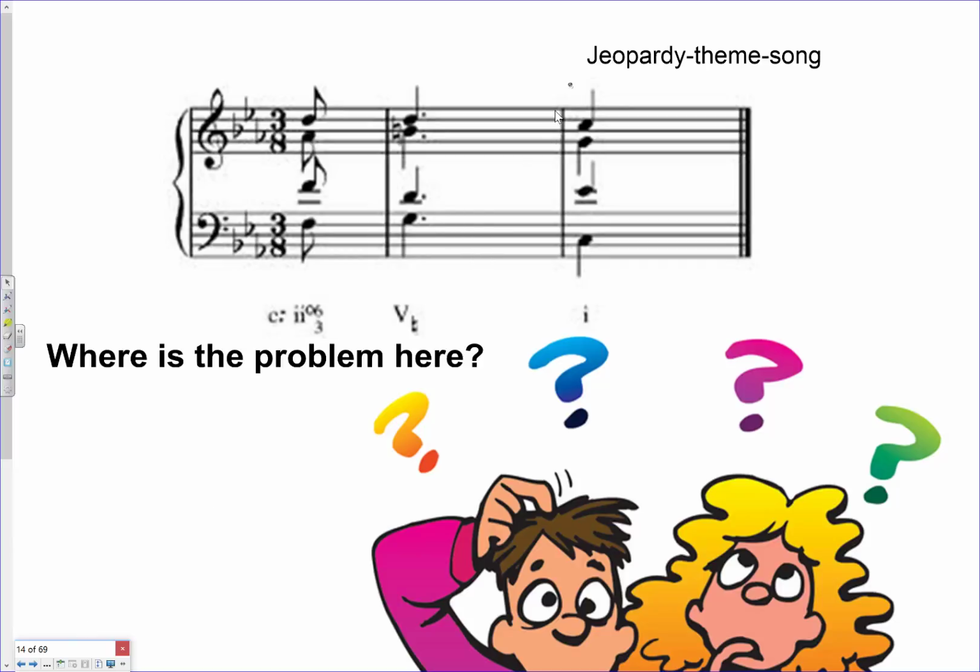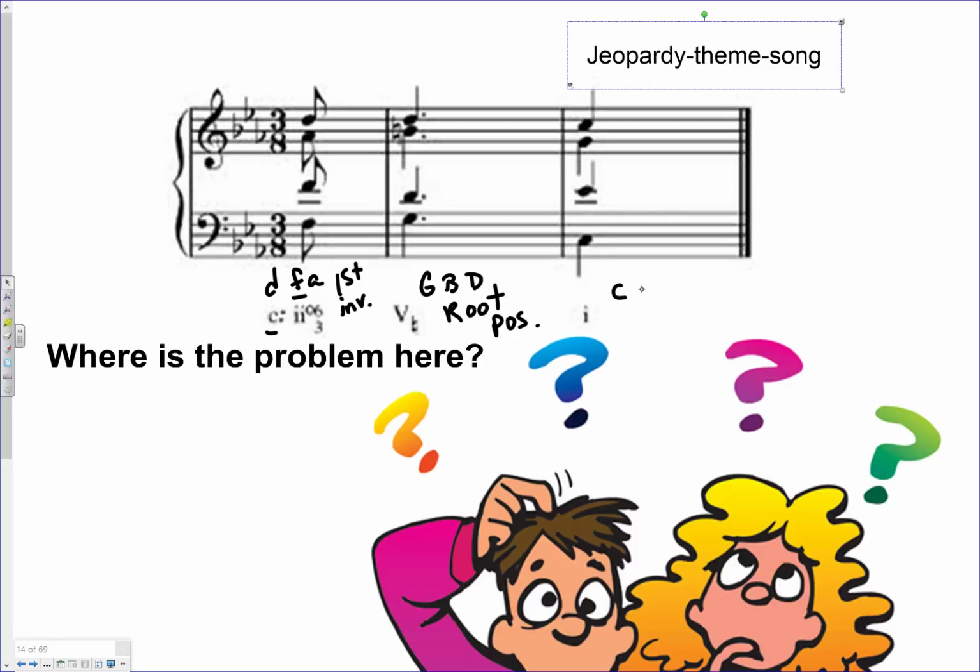Okay, so there seems to be a problem here with this harmonic progression, so we have to try to figure it out. So let's figure out what the problem is. I seem to just figure out the problem in the nick of time. Okay, so what happens here is we're in the key of C minor, and our first chord is a 2 diminished 6-3.